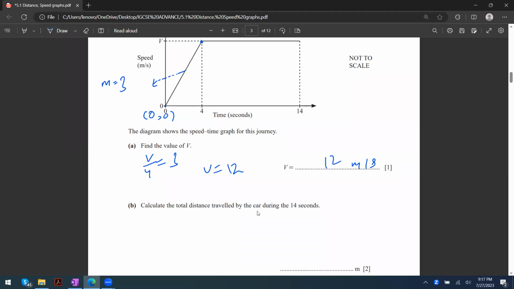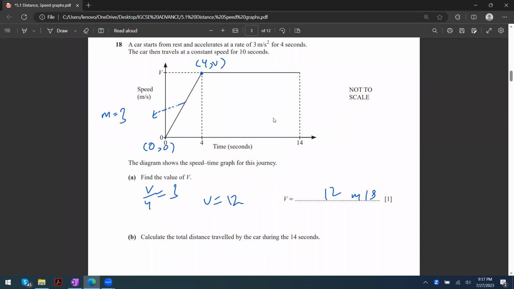Calculate the total distance traveled. So previous part, we know that it's area under the graph. There are two methods. Previously, in the previous question, we divided into a triangle and a rectangle. There is one more method. I'm sure you know that. You can use the trapezium also. Isn't it a trapezium, this whole shape? So this time, let's use the trapezium formula. Area of trapezium is 1 by 2 into height into sum of parallel sides.